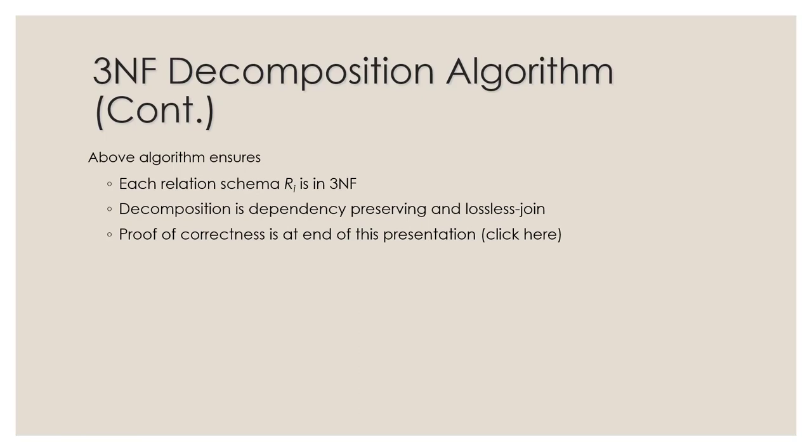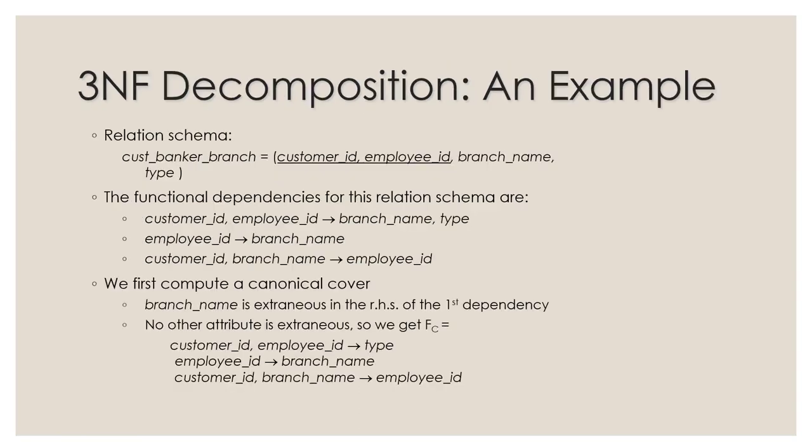Okay, so let's go into how we can do this. Here we have a schema called customer banker branch, which has customer ID, employee ID, branch name, and type. The key here is customer ID and employee ID. So we have some functional dependencies here. If you know the customer ID and the employee ID, you know branch name and type. If you know employee ID, you know branch name. If you know the customer ID and branch name, there's only one employee that deals with it. So these are going to be our 3 functional dependencies.